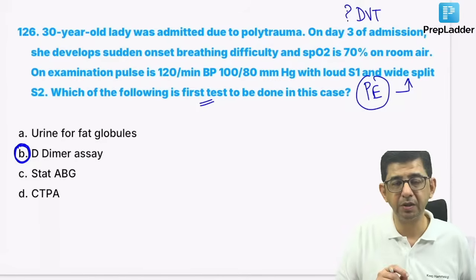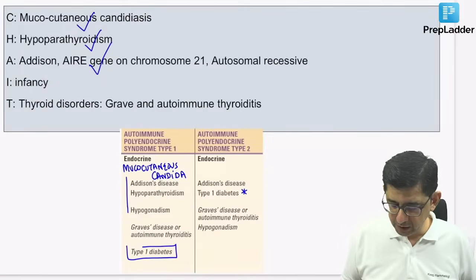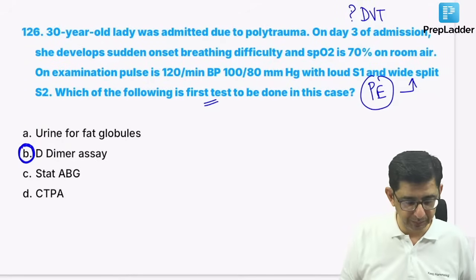Abhishek, type 1 is present in type 1. As you can see in the table, it is a component which is present, but it is not a part of the triad. No, the triad would have the initial 3 things only present.